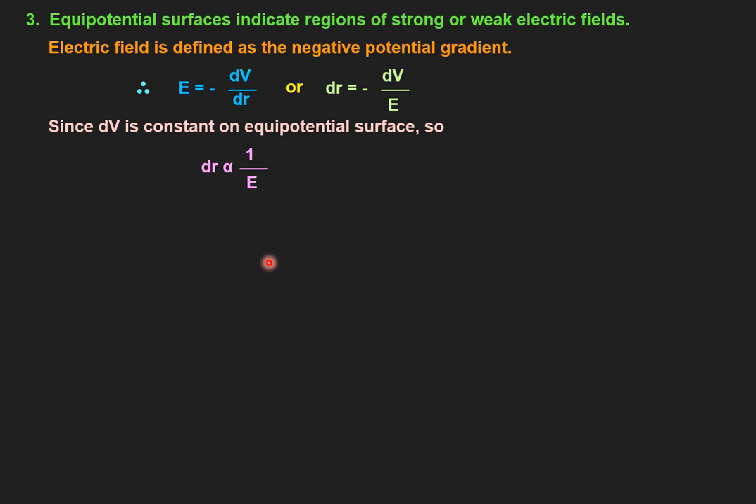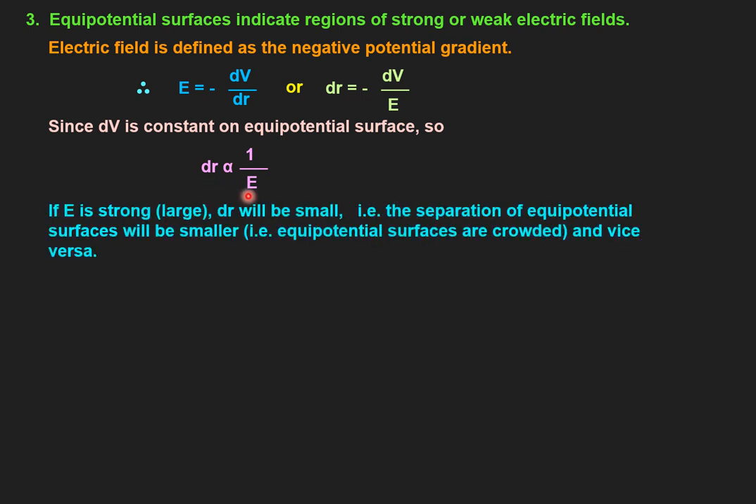So what we can say, this separation between the equipotential surfaces is inversely proportional to the electric field strength. So if electric field is strong or large, dr will be small, that is, the separation of equipotential surfaces will be smaller, and vice versa. If the separation is smaller, it means they are more crowded, nearer to each other, and if electric field is weak, then the separation between equipotential surfaces will be larger and they will be away from each other.